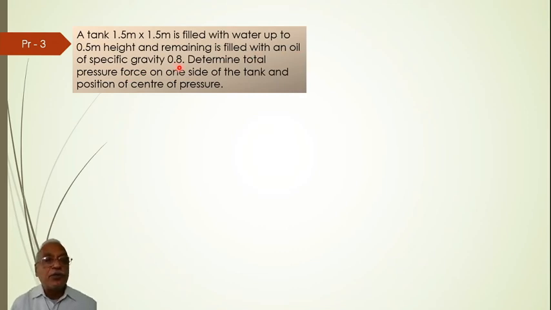Now which is on the top, which is on the bottom? Oil is there, water is there. Oil has got specific gravity 0.8, the water has got specific gravity 1. Because specific gravity of the oil is less, it will be floating on top of water. Okay, so accordingly the diagram has to be drawn. Then afterwards it is said, determine the total pressure force on one side of the tank.